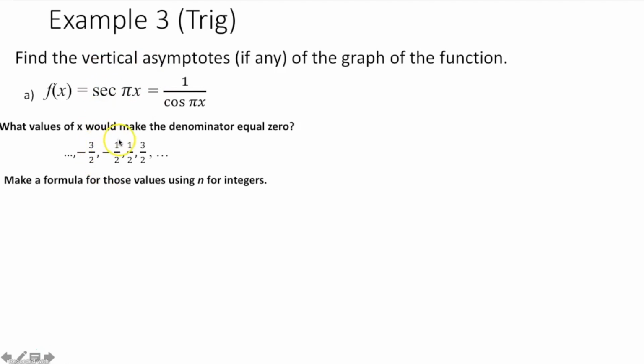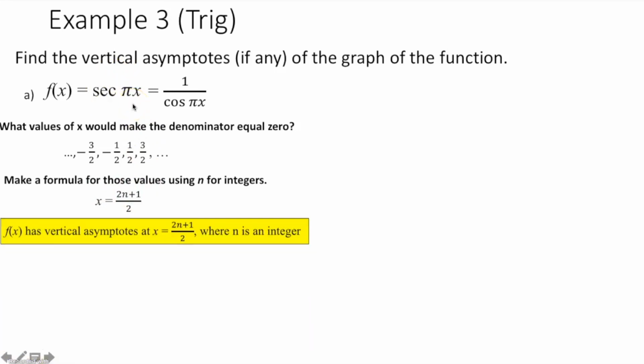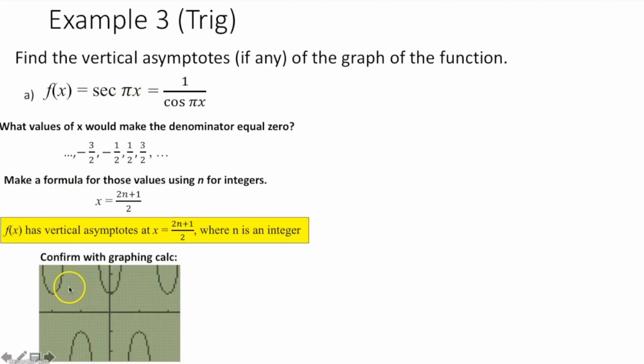Well, you see that the numerator is always going to be an odd number, and the denominator is always going to be 2. So in order to do this, all I have to do is write x has to equal an odd number, 2n plus 1, over 2. And again, n is an integer, so it can be positive or negative. So this is a formula for all of the vertical asymptotes for this particular function. And you confirm this with your graphing calculator, and you can see that there are actually an infinite amount of vertical asymptotes for this function.